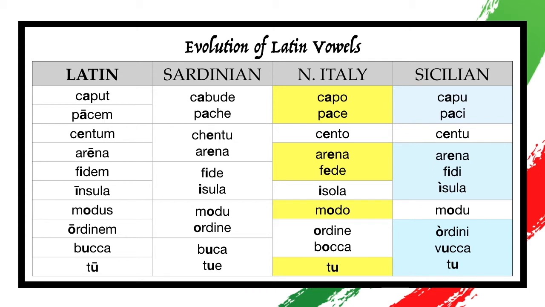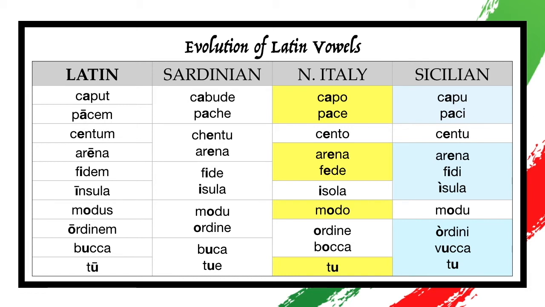The short U of Latin bucca has remained unchanged in Sardinian bucca and Sicilian vucca, but become a short O in Italian bocca. And the long U has just lost its length.